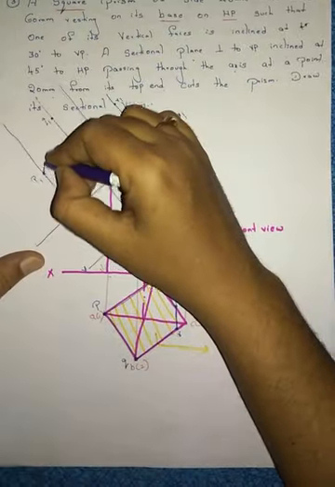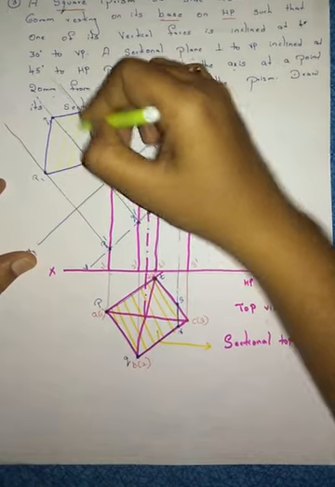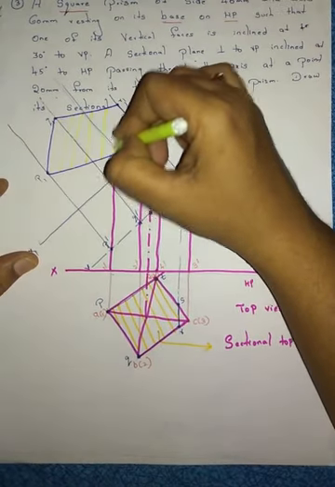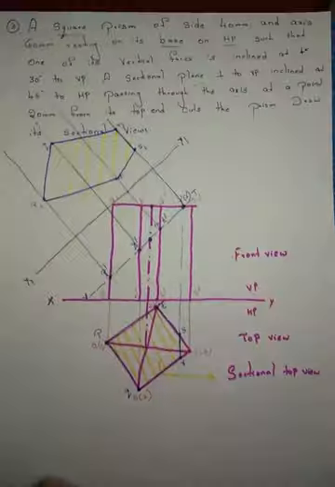After getting true shape, draw the hatching lines for this true shape and write down this as true shape. Okay, so same process, same problem. This is the solution for third problem, right?